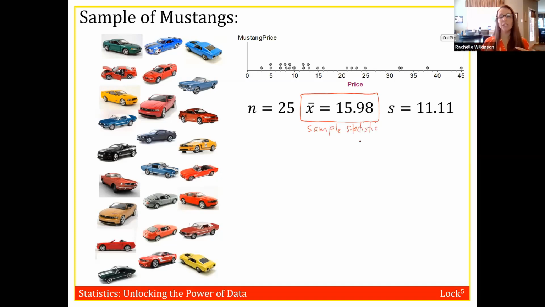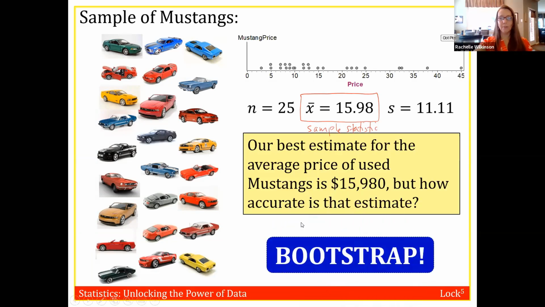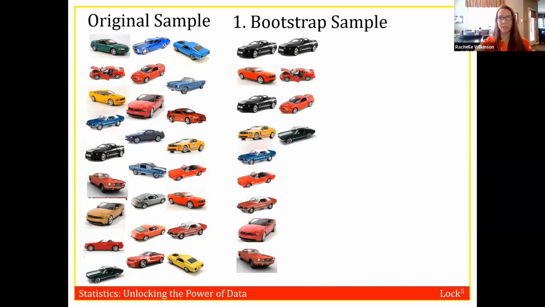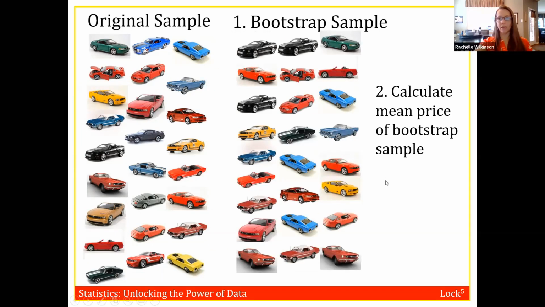All right, now I'm ready to go ahead and construct my confidence interval using the standard error method. We're going to bootstrap to figure that out. So we start with our original sample. We're going to sample with replacement from that original sample to come up with a bootstrap sample. That's what that little animation was about. We're going to calculate the mean price of my bootstrap sample, and then I'm going to repeat that many, many times, like thousands of times. So I'm going to show you how to do this inside of StatKey here.